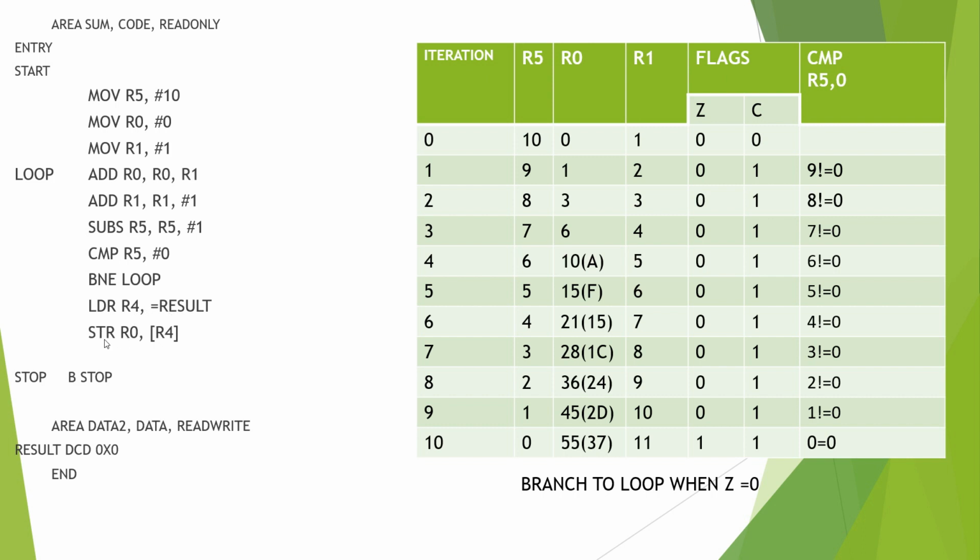Now we have store, that is, R0 now contains the summation of the first 10 numbers. Here the decimal value is 55, hexadecimal is 37. So the value 37 is moved to the location labeled in R4, and we have a branch instruction going back to the loop. As seen earlier, this is a proper way of ending the program. It goes into an infinite loop. This is the tracing of the program.